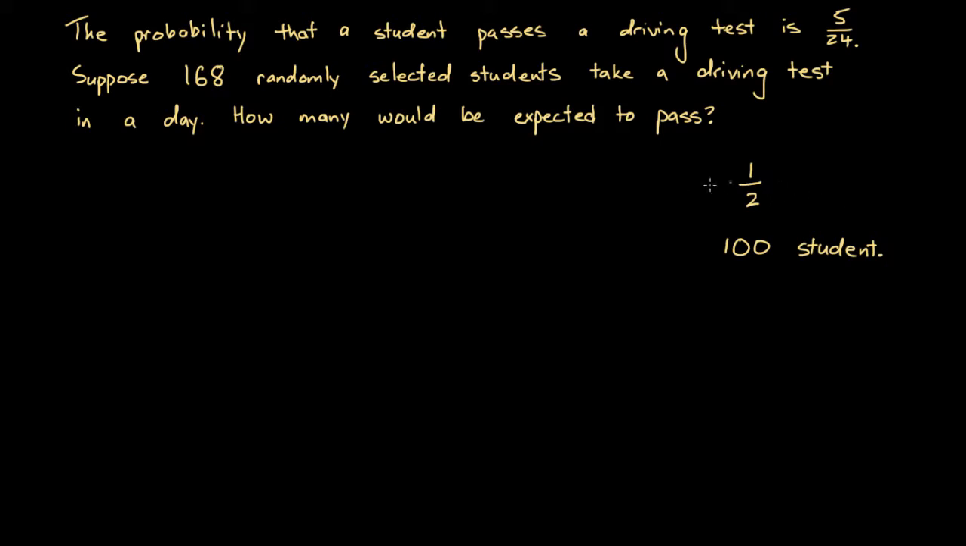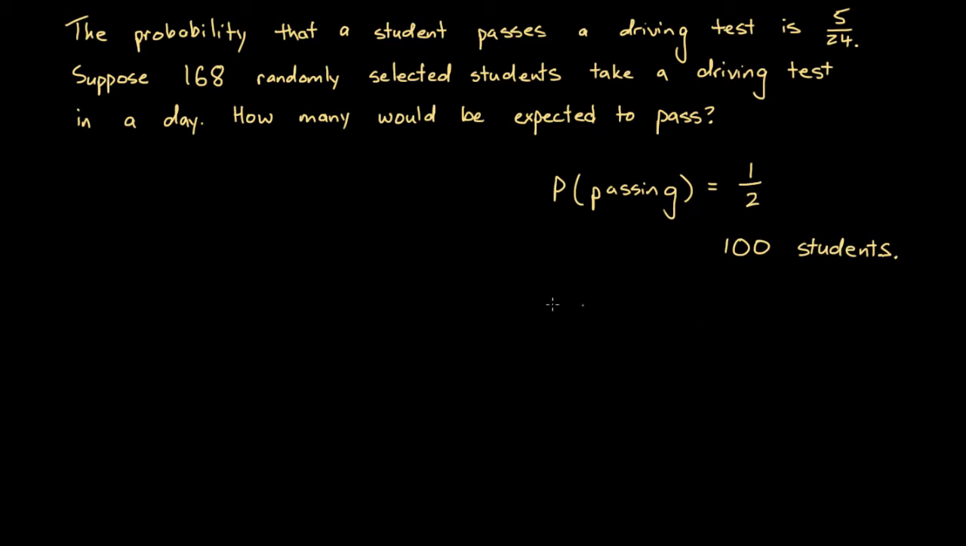So if the probability of a student passing is half, and there are 100 students that sit the test, how many do you think would pass out of these 100 students? Well, you're probably thinking about 50. That would be a good expected number of students to pass. If each student has a 1 in 2 chance of passing and there are 100 students, we'd expect on average 50 would fail and 50 would pass the test.